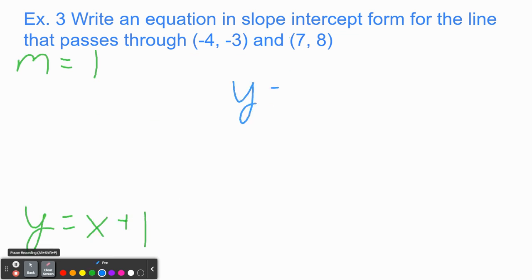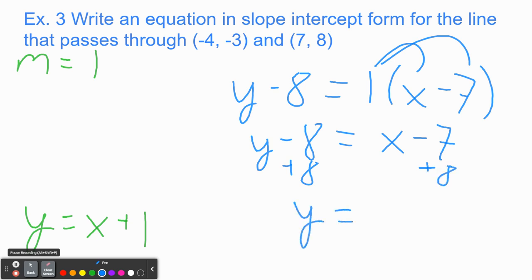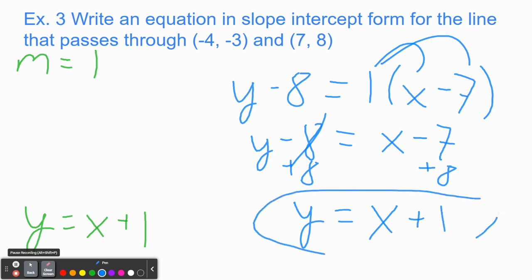Point slope form, this is y minus 8 equals 1 times x minus 7. We keep the y minus 8. We distribute the 1, which doesn't change anything. x minus 7 remains. I'm going to add 8 to both sides. y is going to equal x, negative 7 plus 8 is 1. Yay! That's the same thing.